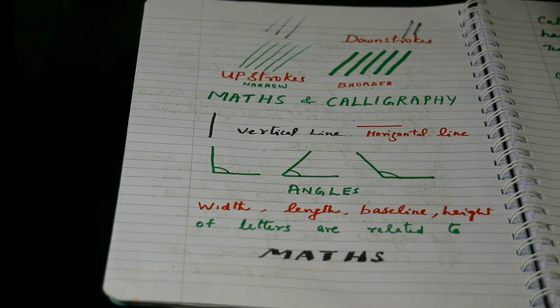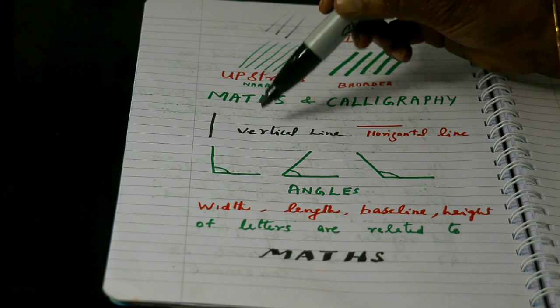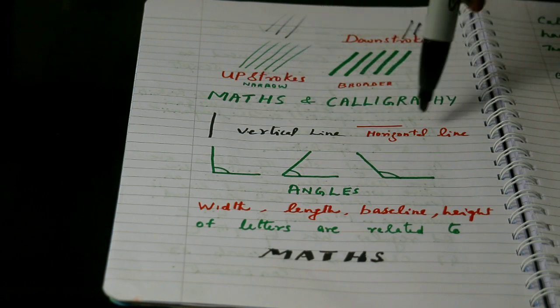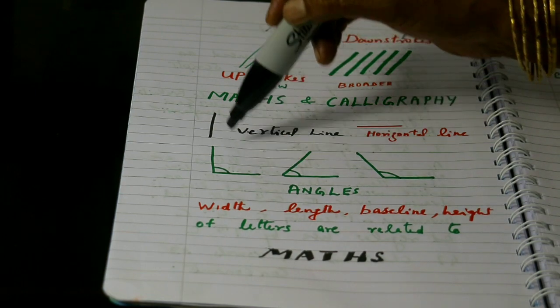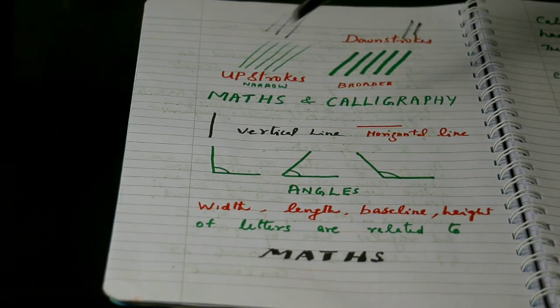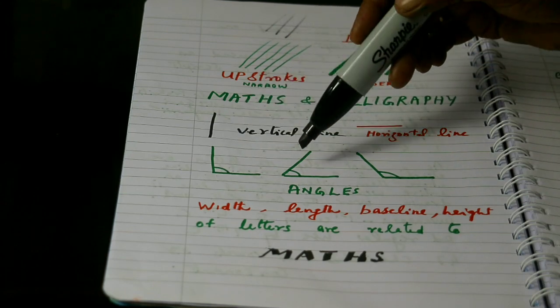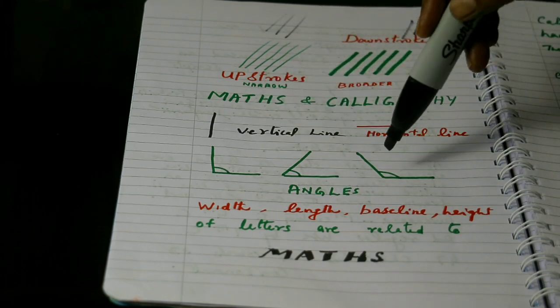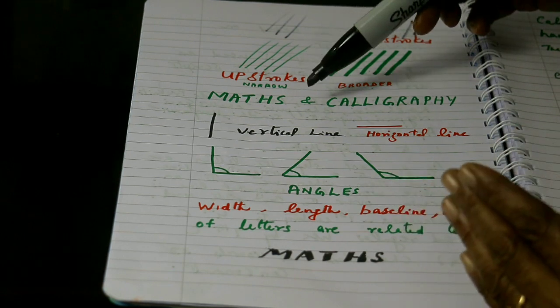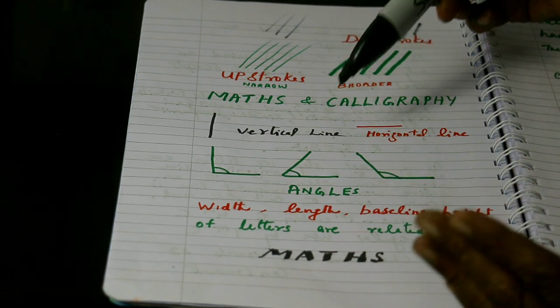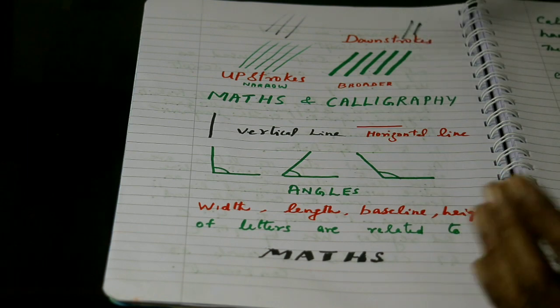Then we can see how maths can be connected to calligraphy. What about the vertical line and horizontal line? In maths we can see them. What about the angle? Different angles we have seen, like 90 degrees, 70 degrees or 120 degrees. All these vertical lines, horizontal lines and different angles are related to mathematics.